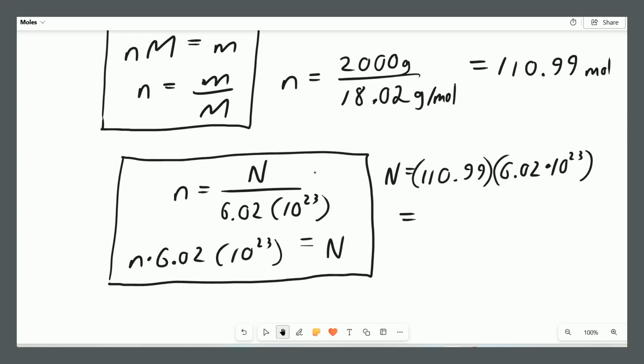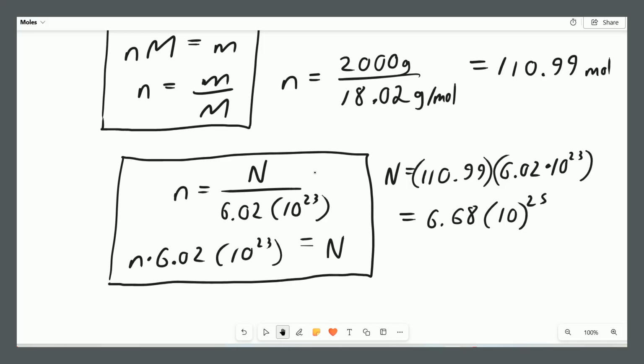And when we work that out, we get approximately 6.68 times 10 to the power of 25. That's just under a 7 followed by 25 zeros. That's huge. That's how many particles of water, particles of H2O, there would be in just 2 kilograms of water.